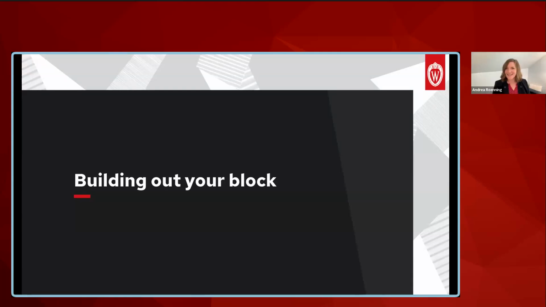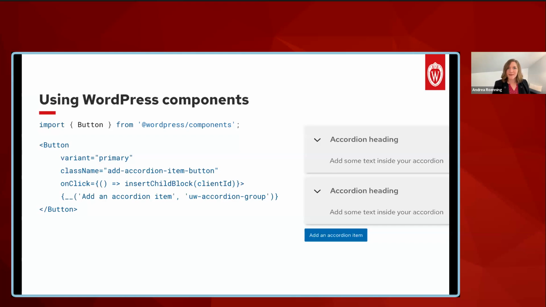Andrea reappears. All right, next we'll cover just some quick tips and tricks for custom blocks. Code begins with import. So when you're building out your block's user interface, you can utilize the WordPress component library for things like buttons, toggles, and other elements. Here's an example of importing the button component from WordPress core, and we're using it in the editor to provide a button to easily add an accordion item. It's just a little bit of React to make this happen.